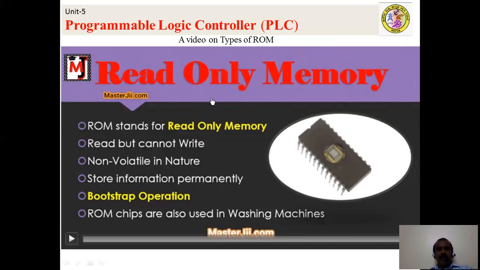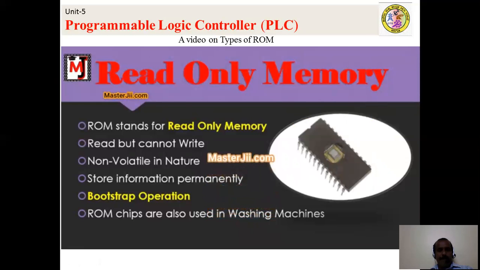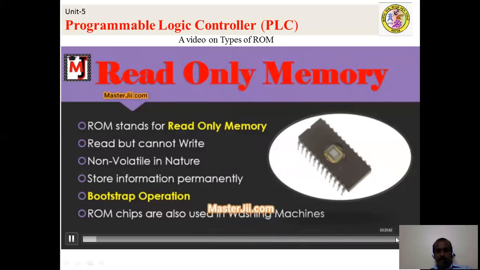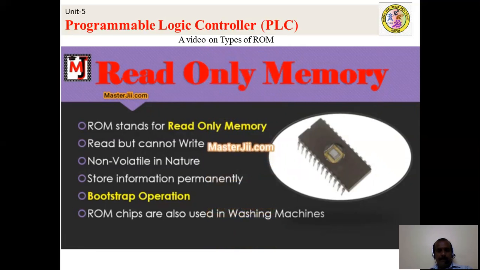Let us see a video on types of read-only memory. Read-only memory is memory from which we can only read but cannot write on it. This type of memory is non-volatile. The information is stored permanently in such memories during manufacture. A ROM stores such instructions that are required to start a computer. This operation is referred to as bootstrap.